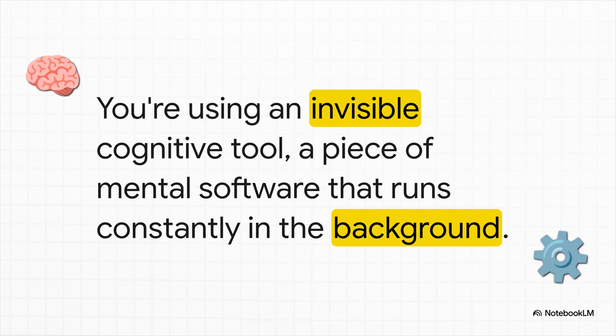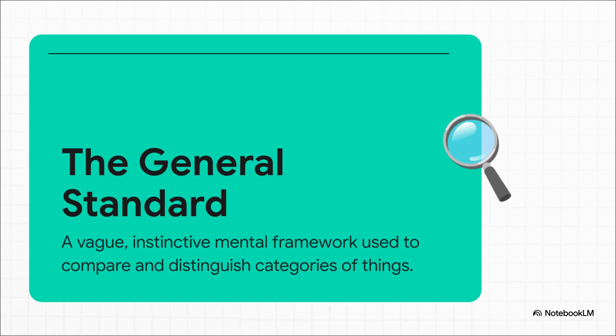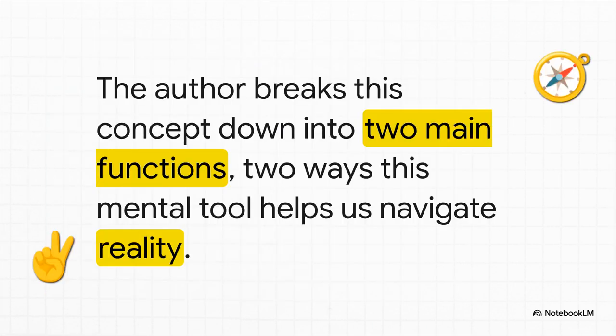And the author that we're looking at today actually gives this thing a name. It's called the general standard. Now, this isn't some strict scientific definition that you had to memorize in school. Not at all. It's more of a vague, gut-level feeling you have for what makes a thing, well, that thing. It's the whole collection of traits that pops into your head when you think of a dog, or a tree, or even a chair.